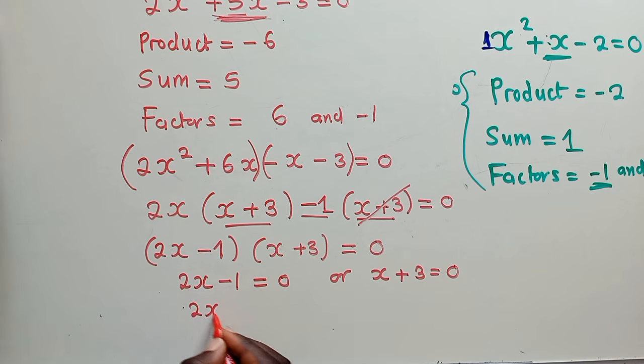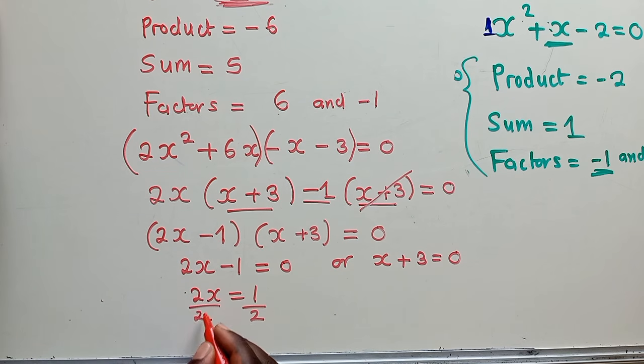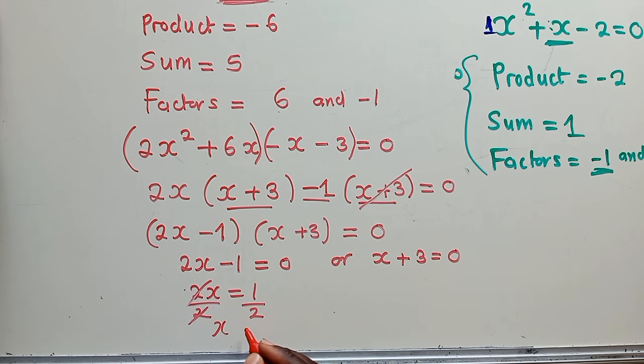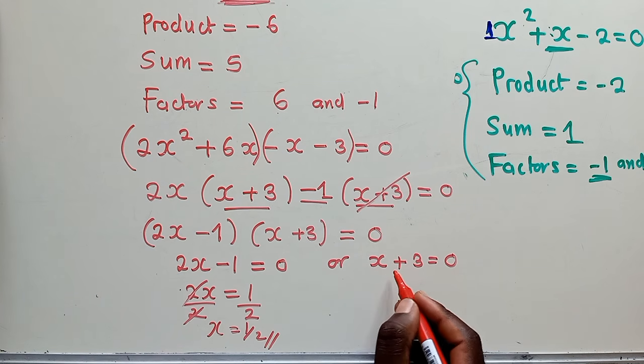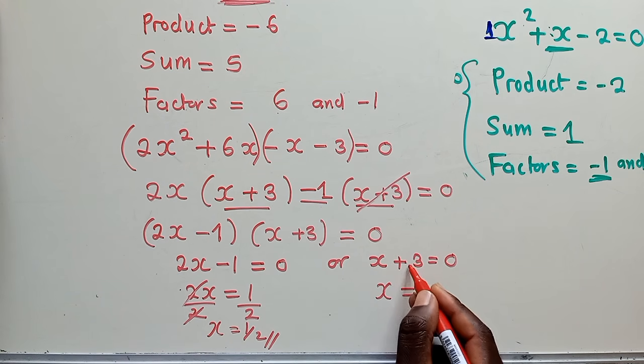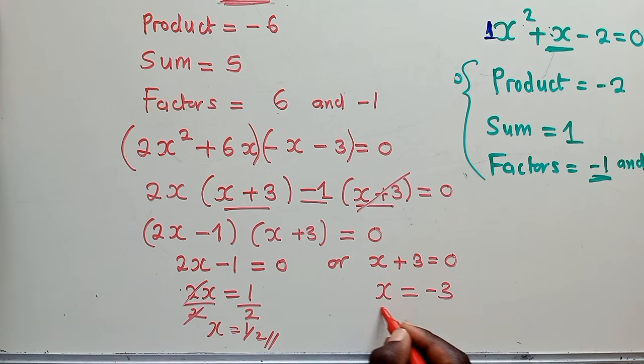So we shall have 2x is equal to 1. You divide by 2 because we are solving for x. Divide by 2. This and this will cancel. We shall remain with x equal to 1 over 2. So this is our solution. Okay. For this one, we just make this cross the equal sign. It will be negative 3, and this is our solution.